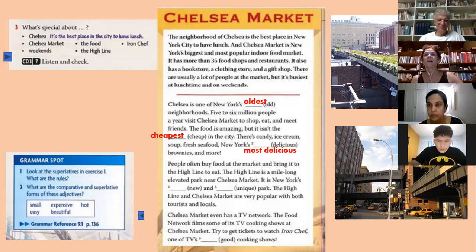People often buy food at the market and bring it to the High Line to eat. The High Line is a mile long, elevated park near Chelsea Market. It is New York's... You didn't do this one. Okay, let's help. Newest. Yes, newest. It has only one syllable, so newest.